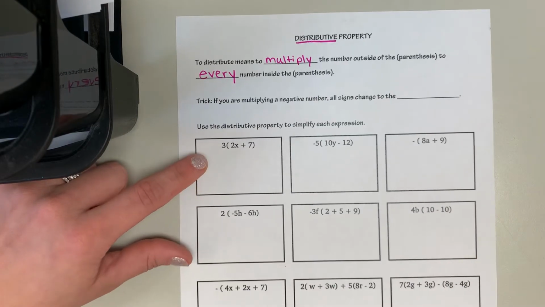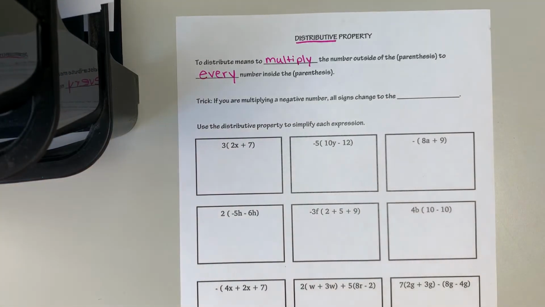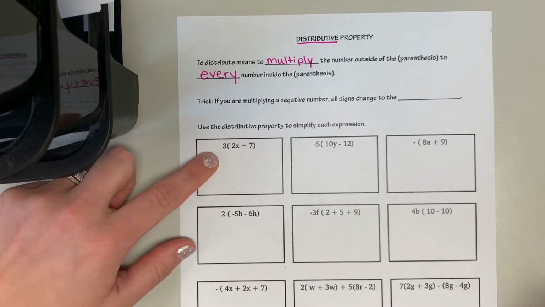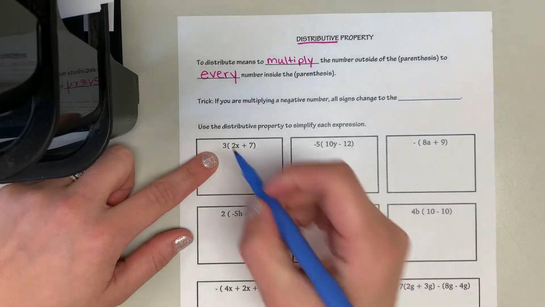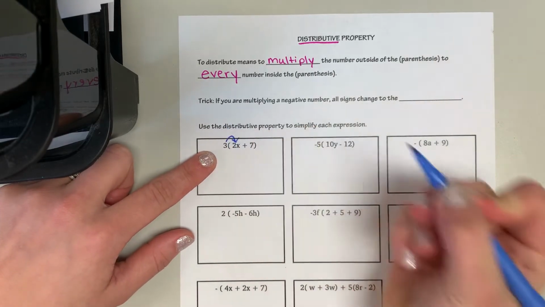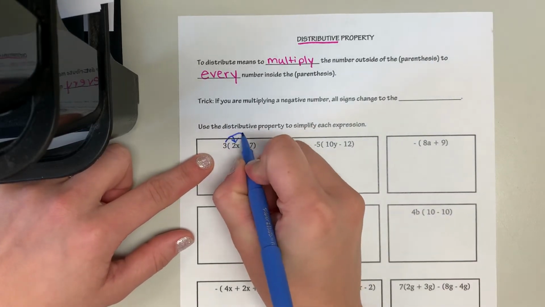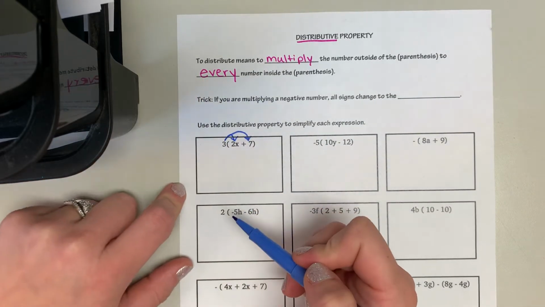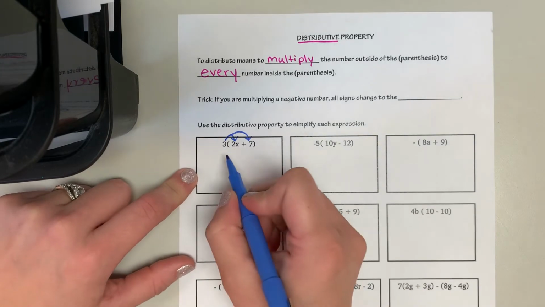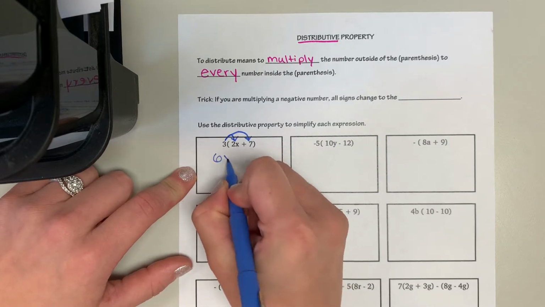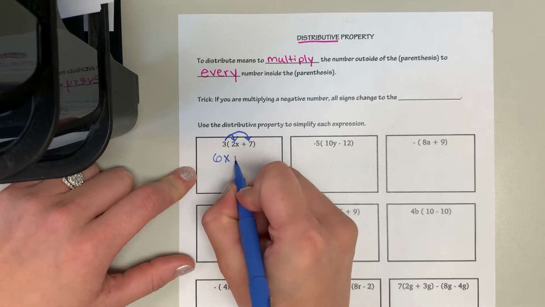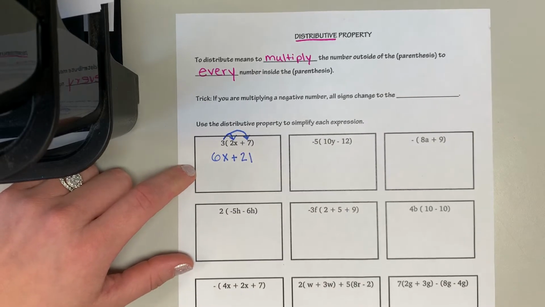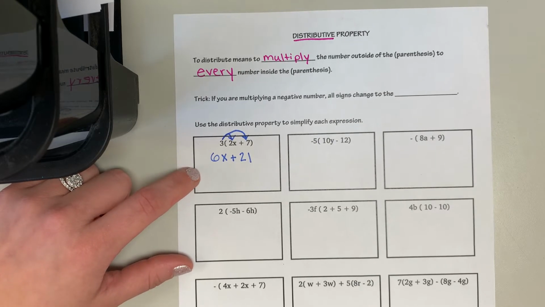Okay, let's go ahead and look at number one, this first one, as our example while we're teaching through this. It says to multiply the number outside of the parentheses, so that would be the 3, to every number inside the parentheses. So 3 times 2x and 3 times 7. You have to do it to all things inside the parentheses. So 3 times 2x is 6x plus 3 times 7, 21. Now, is there anything to simplify? No, that is our answer.